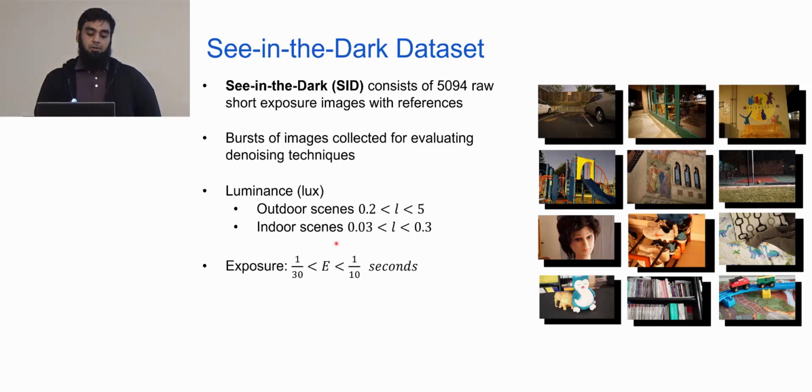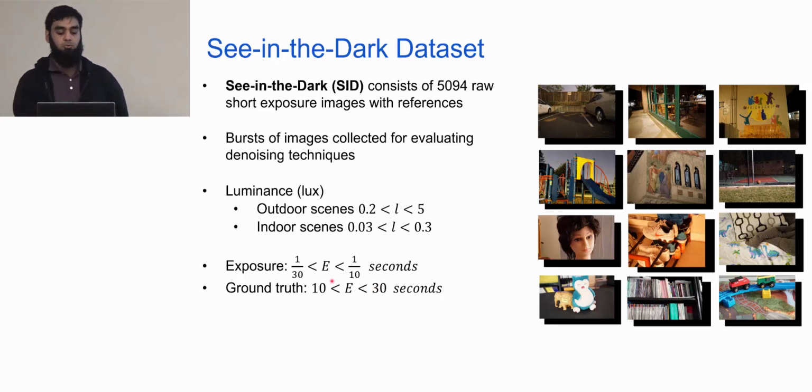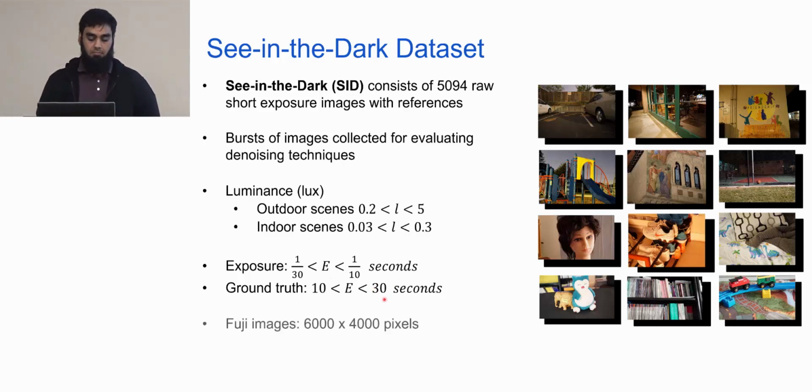So exposure time is varied between 1/30th of a second to 1/10th of a second. That's the time the camera is allowed to take light in through the sensor. And the ground truth is going to be 30 to 10 times more than that, which is 10 to 30 seconds. The Fuji images captured by the Fuji camera are going to be 6,000 by 4,000 pixels, and Sony images will be 4240 by 2832 pixels.